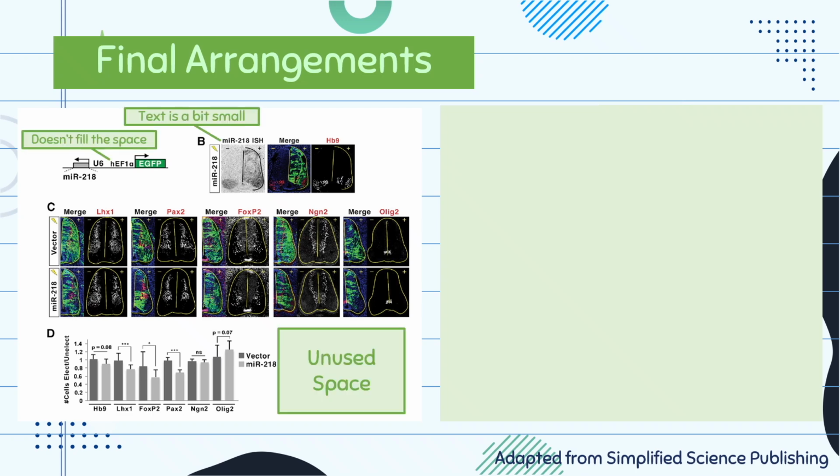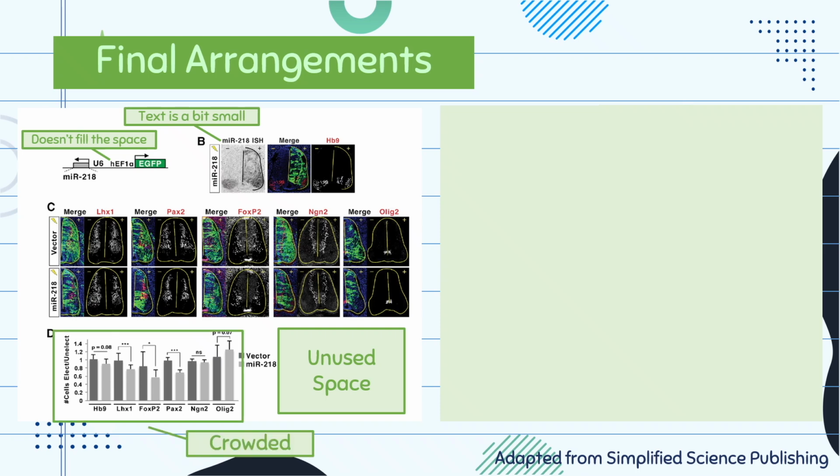So first I'd like to look at the space that's being used. A lot of times this might include if the text is a bit small, such as in figure B, panel B here, or if things don't fill the space that they could, such as panel A and panel D. We want to make sure that we don't overcrowd the figure, but that we do use the space available.